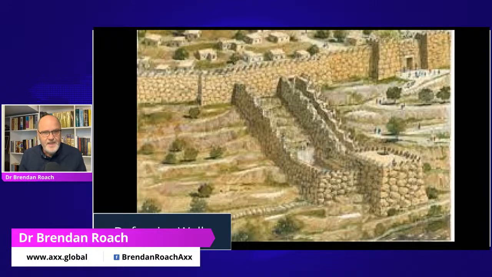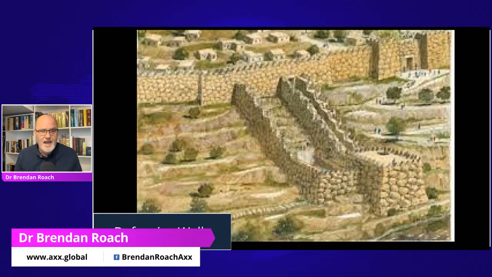Now, here we've got Hezekiah also built the walls coming down from the city of David to enclose around, and we've got the remains of these walls in the city of David in the archaeological excavation that we can see there.